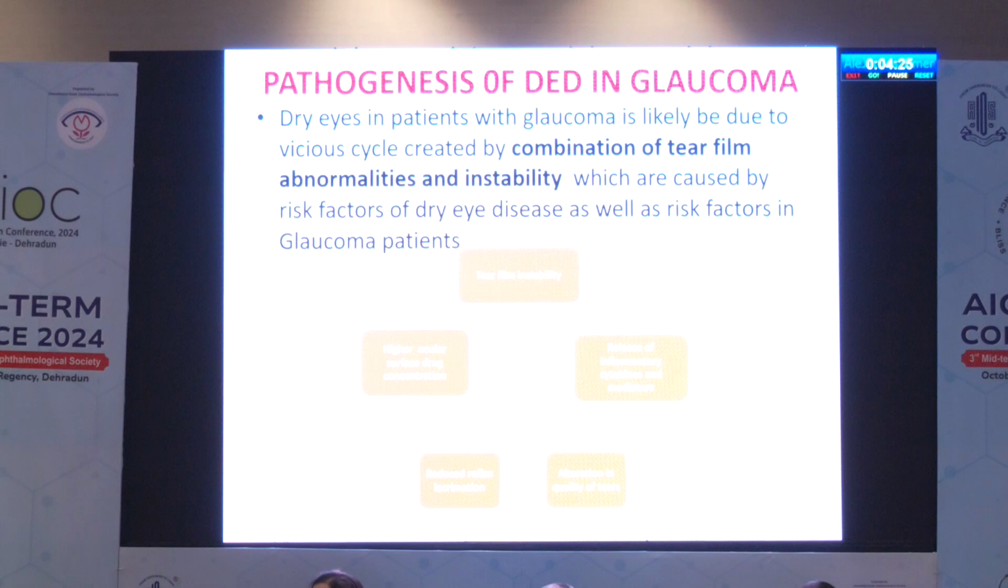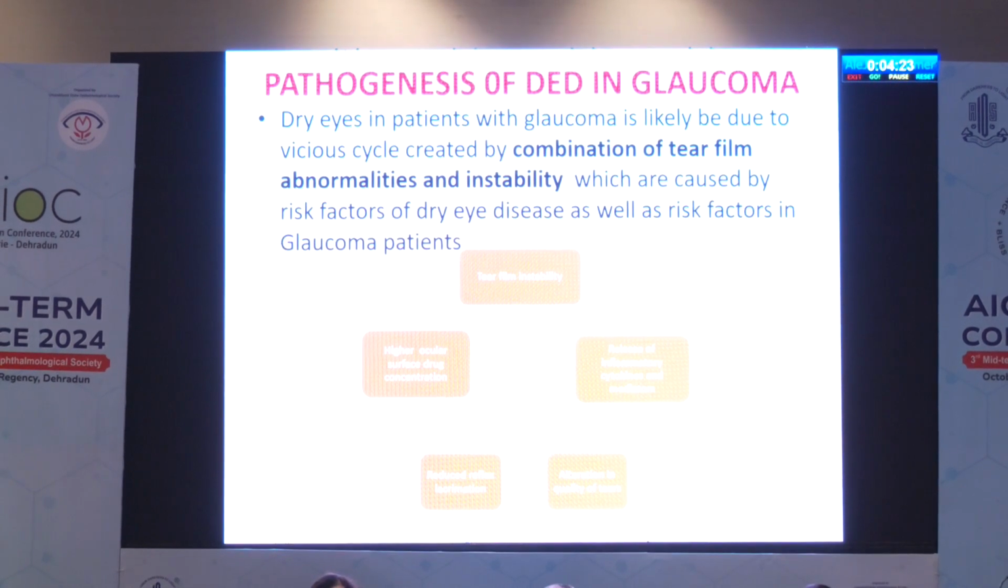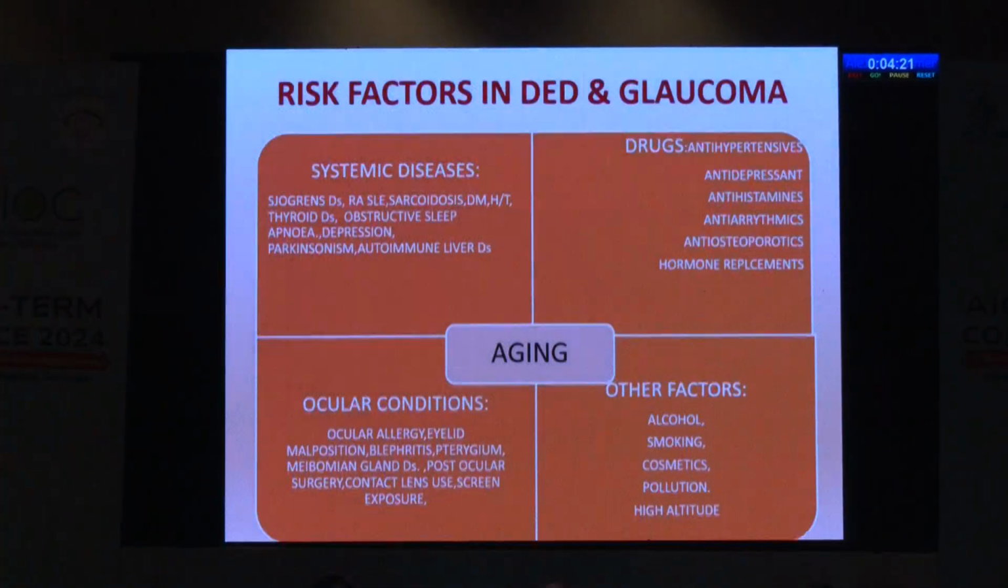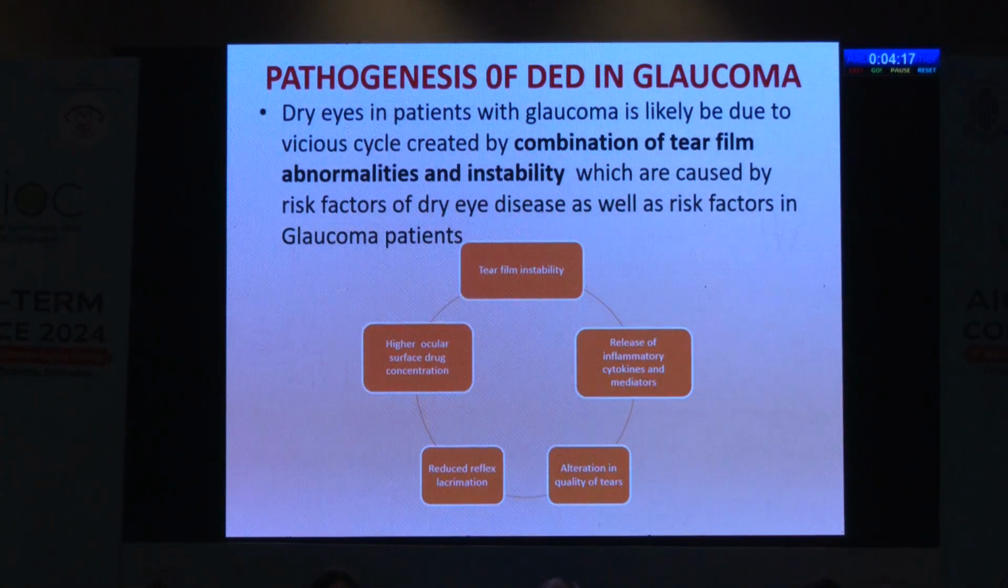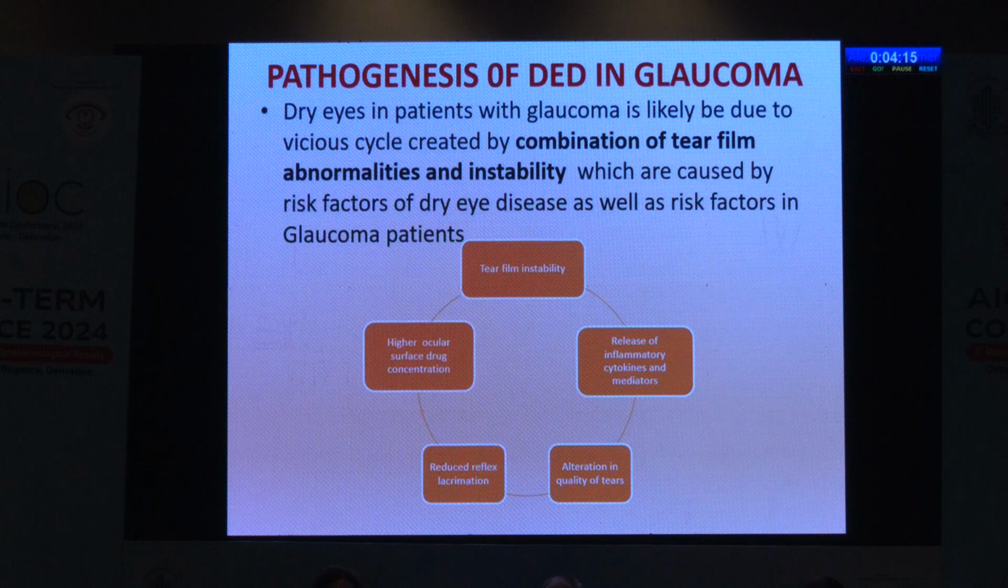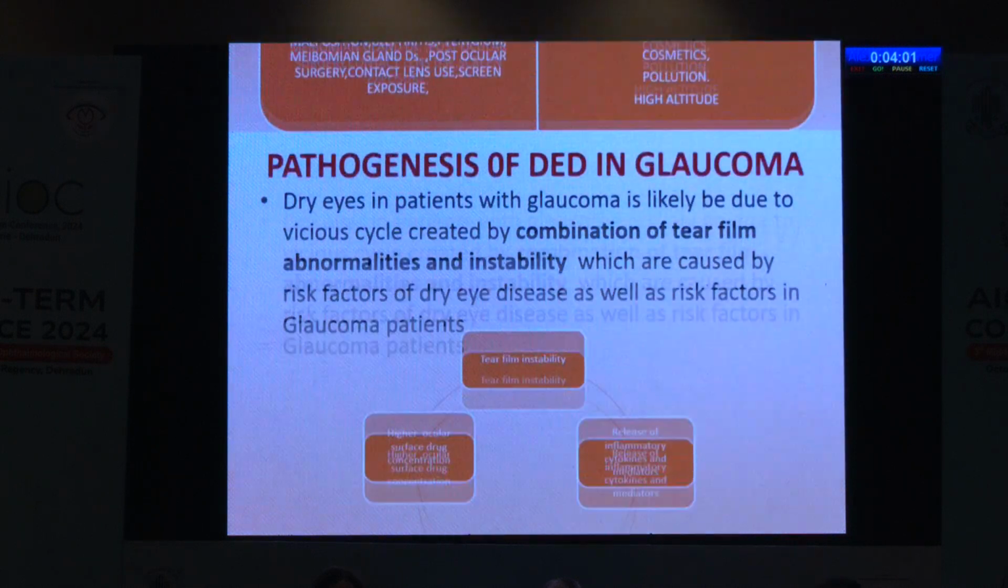It causes a self-perpetuating vicious cycle caused by risk factors of dry eye disease and glaucoma, which are responsible for a combination of tear film abnormalities and instability, resulting in release of inflammatory cytokines and mediators, altering the quality of tear, reducing the reflex lacrimation, and thus ocular surface drug concentration increases. And this further increases the tear film instability.